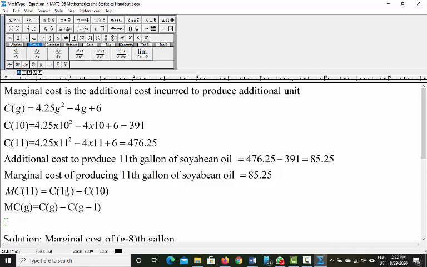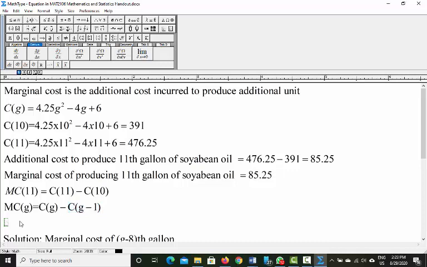Here it was C11 minus C10. First we get this 11 here, and then we reduce it by 1. Similarly, since we want to find the marginal cost of the Gth gallon of soybean oil, it will be the total cost of producing G gallons of soybean oil minus the total cost of producing G minus 1 gallons of soybean oil.